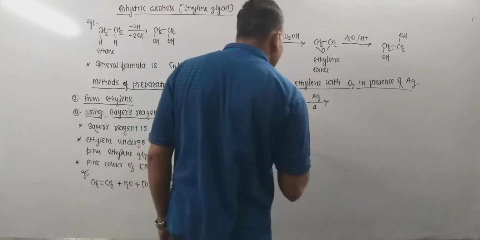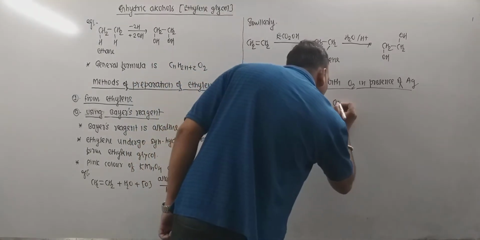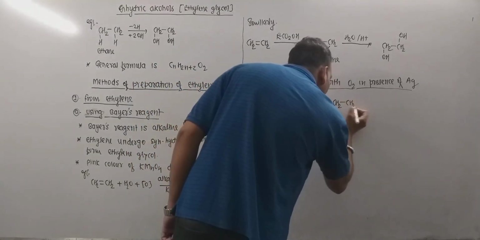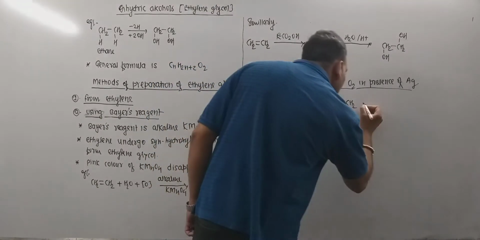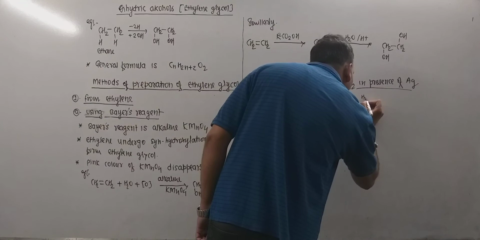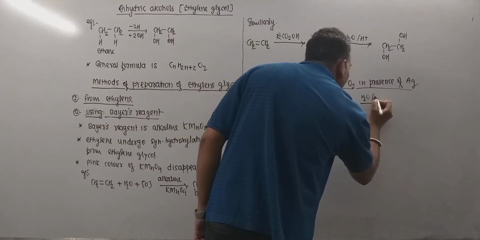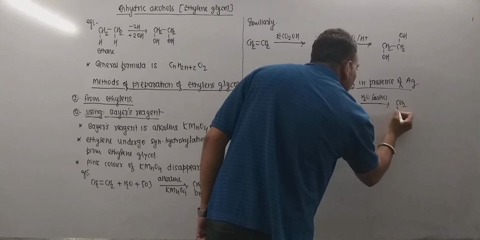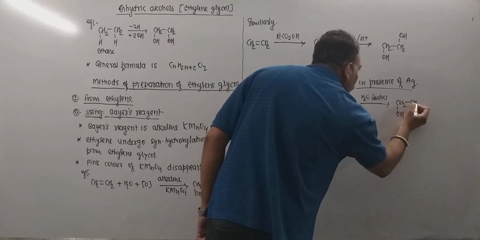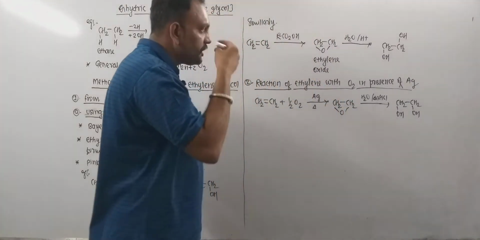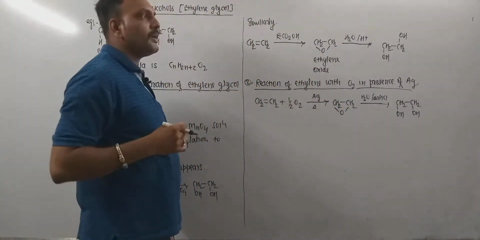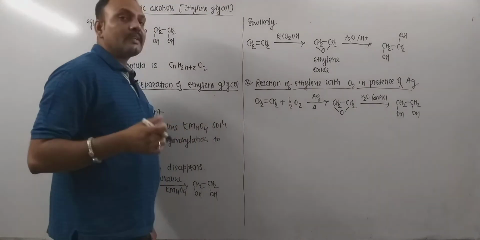So on heating ethylene with oxygen we may receive ethylene oxide first of all, and this ethylene oxide is to be hydrolyzed by using dilute acid like HCl. So upon hydrolysis ethylene glycol is obtained, which can be given as. So in this way ethylene glycol can be produced.